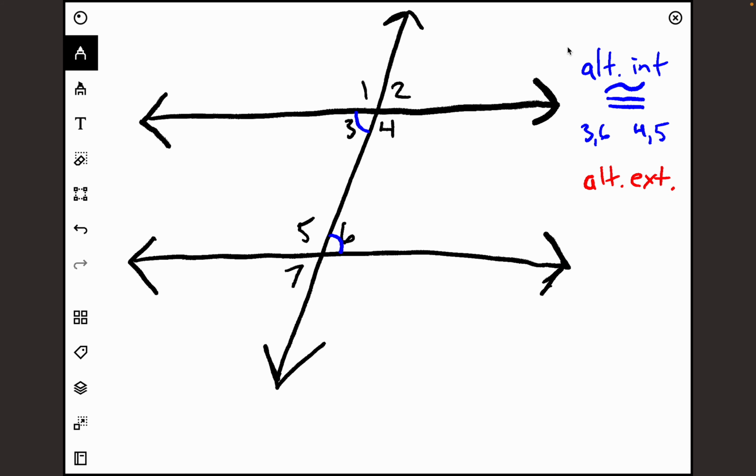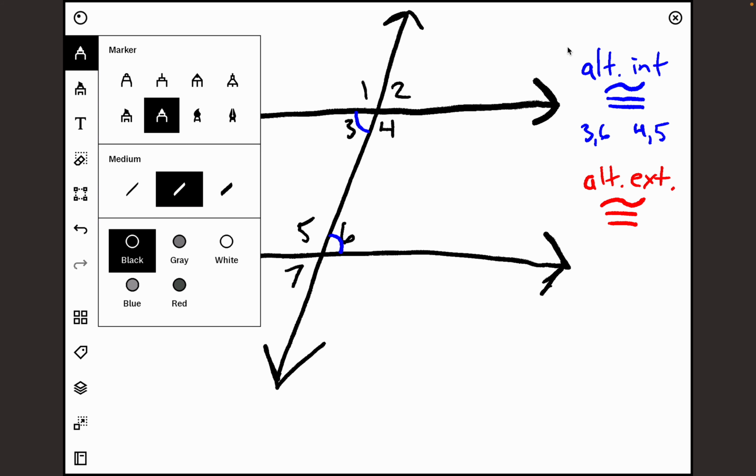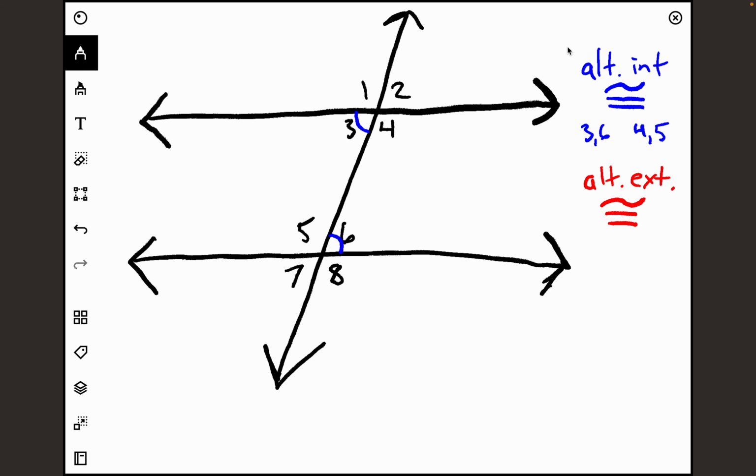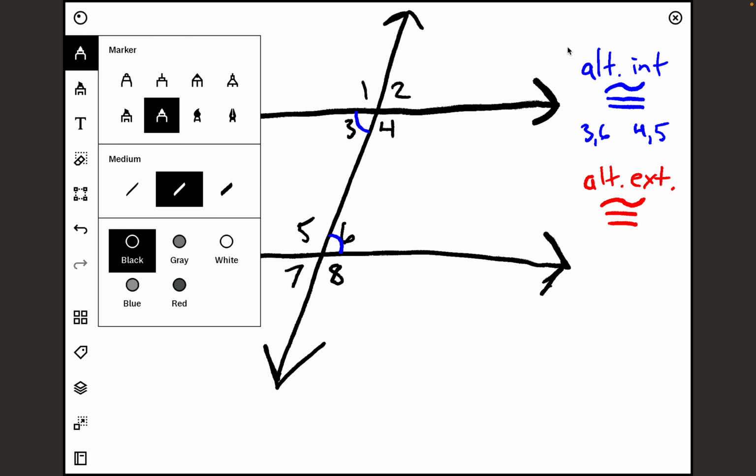All right, alternate exterior. These are also going to be congruent. Exactly. I don't know why my 8 didn't show. I don't know what happened to my 8 there. I wrote it down now.